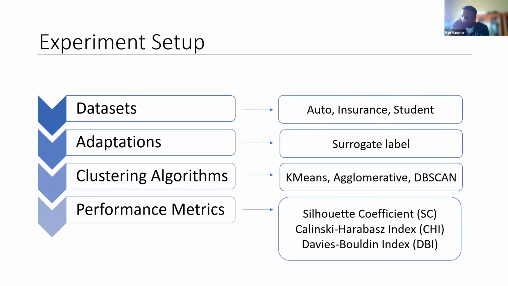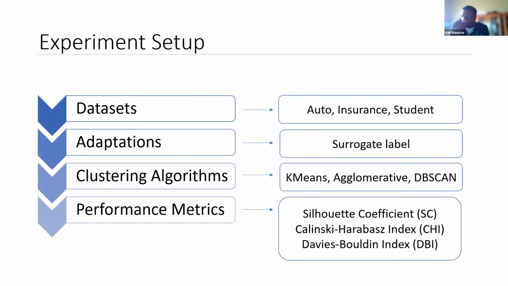I want to present some of the results when we compare the traditional approach with the new approach. But just to give some context before we go into the results, we tested across 3 data sets, right? We call them auto, insurance, and student. And in this case, because clustering is an unsupervised methodology, we don't have a specified target as such.